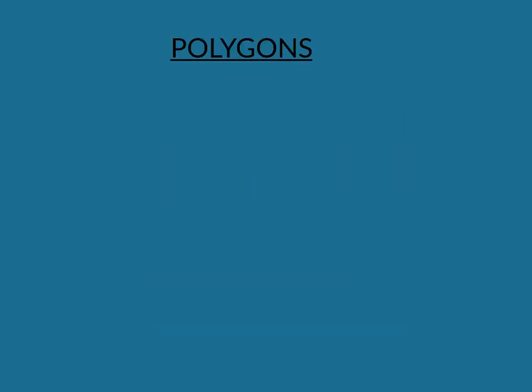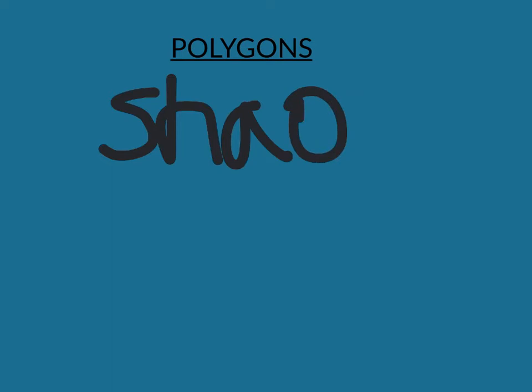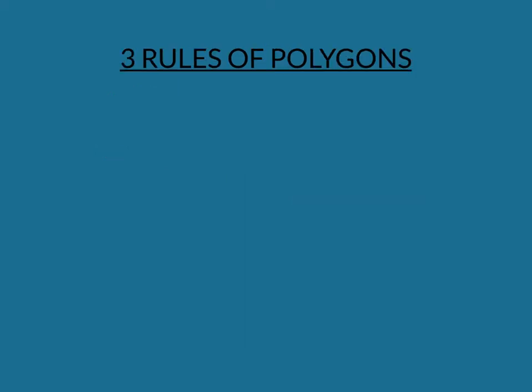To begin, you will need to know what a polygon is, and a polygon is a shape. Please make sure to copy this into your notebook to refer back to for later lessons. It is important to remember that not all shapes are polygons. To help us figure out what is considered a polygon and what isn't, you will need to follow the 3 rules.